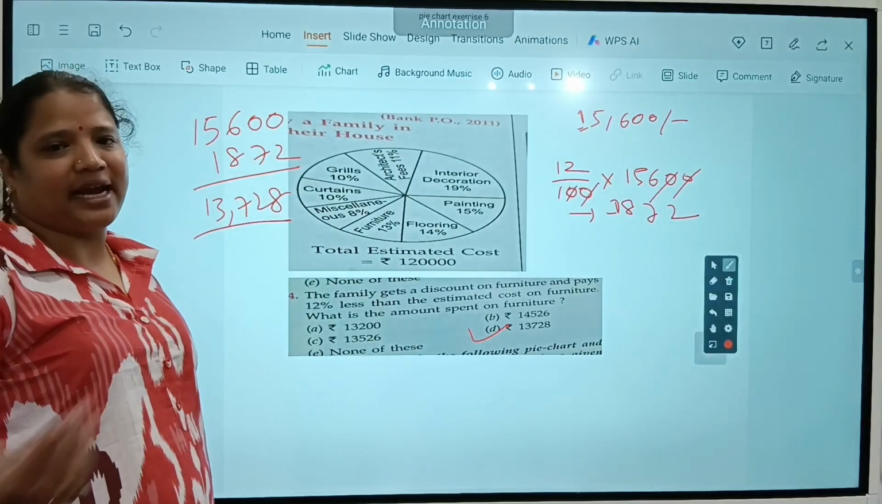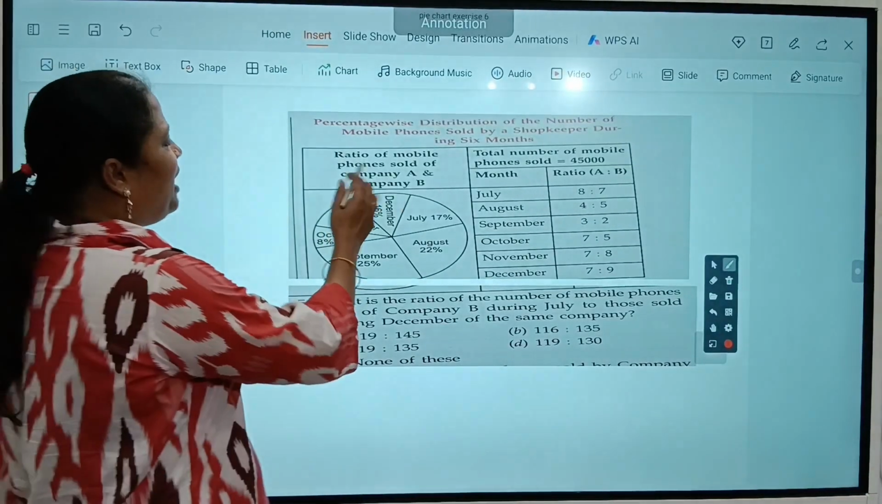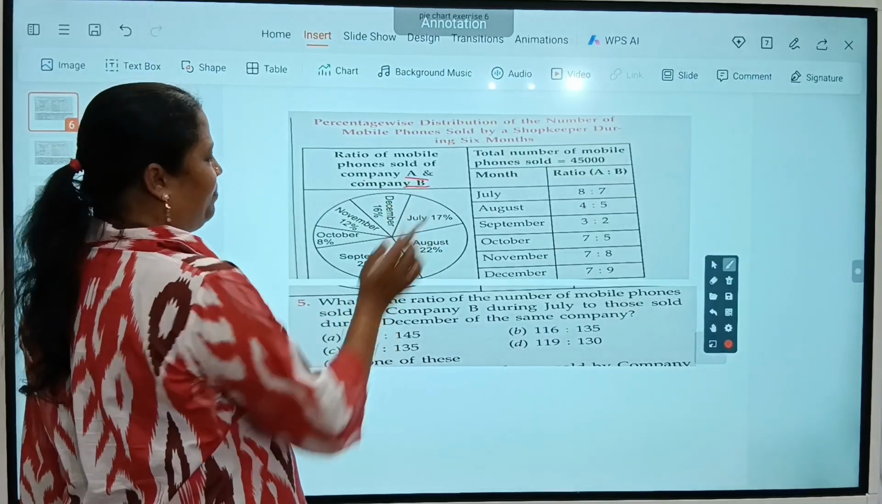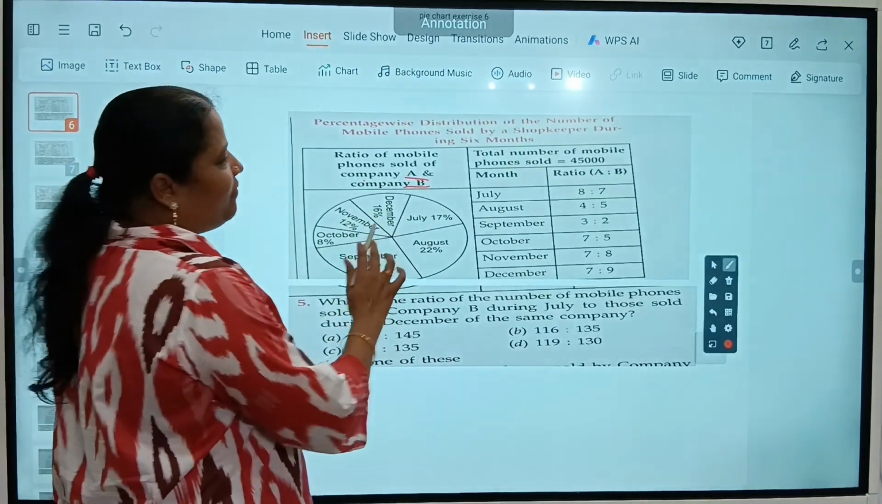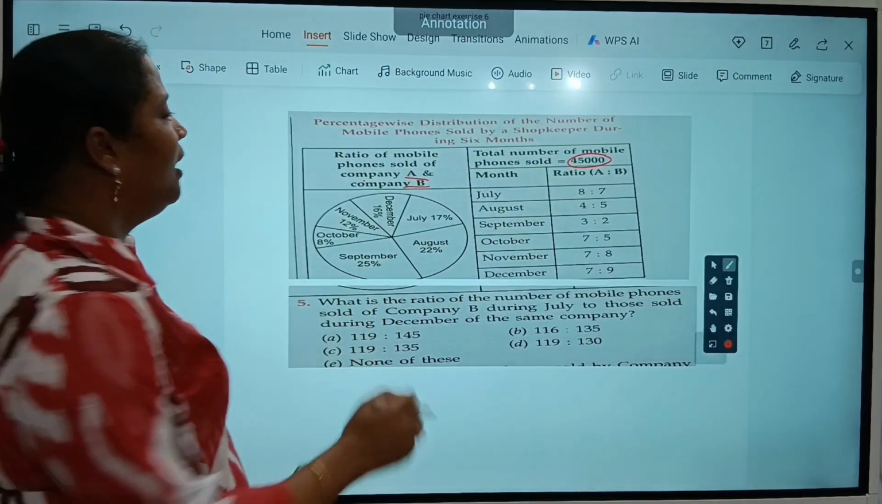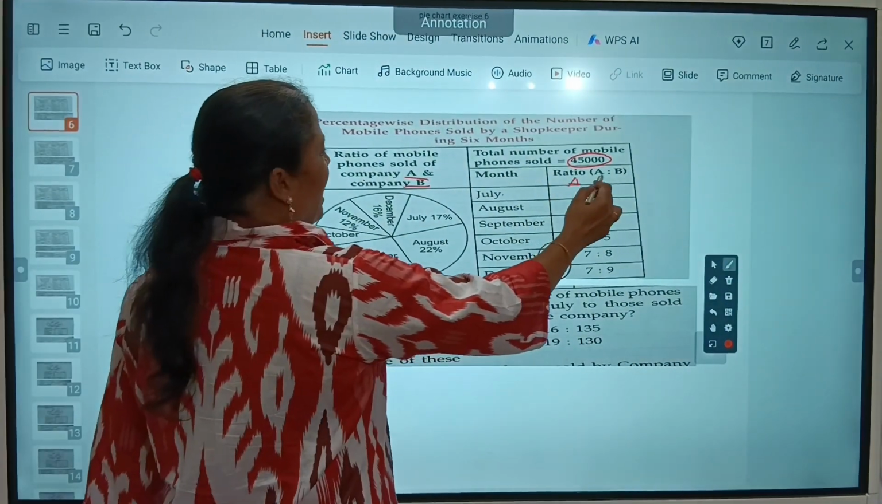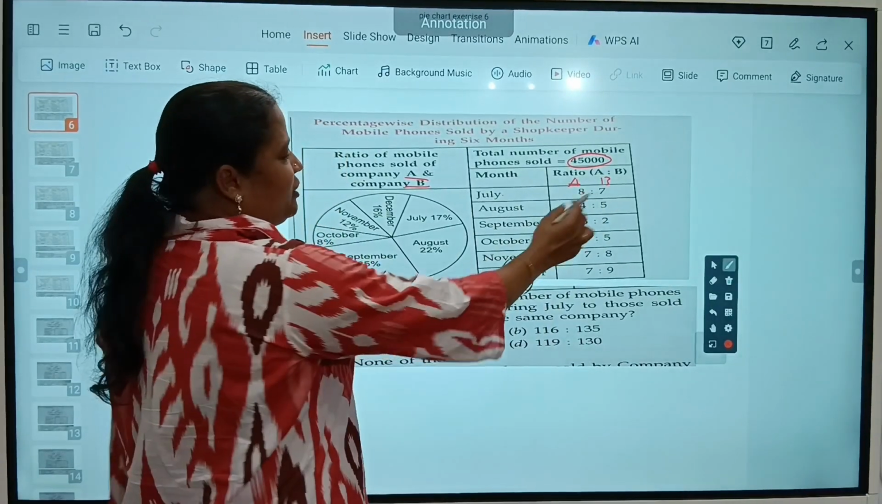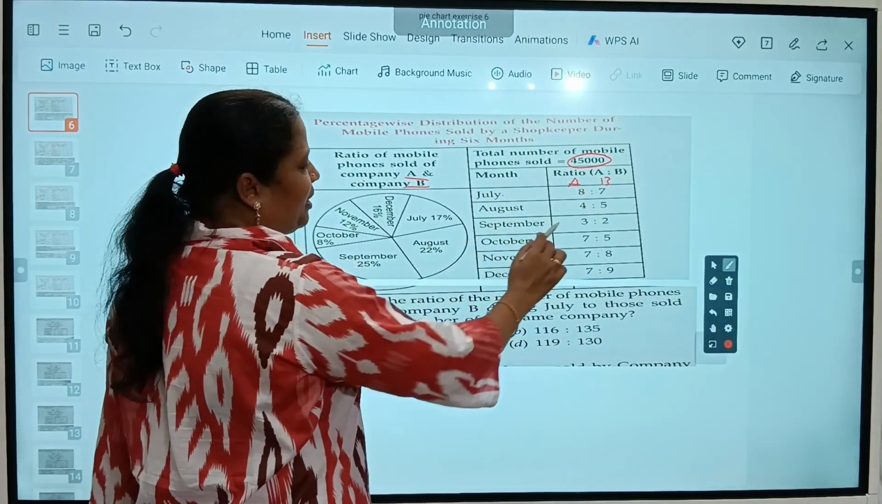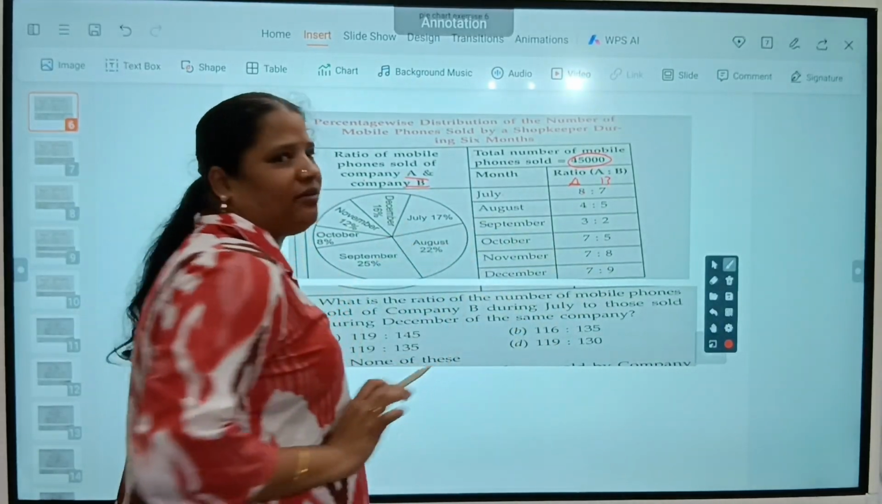Now we will move to the second graph of this session. The second graph is the ratio of mobile phones sold by company A and B. The total number of mobiles sold is 45,000. For the month of July, the ratio of type A and type B is 8:7, August 4:5, September 3:2, October 7:5, November 7:8, December 7:9.